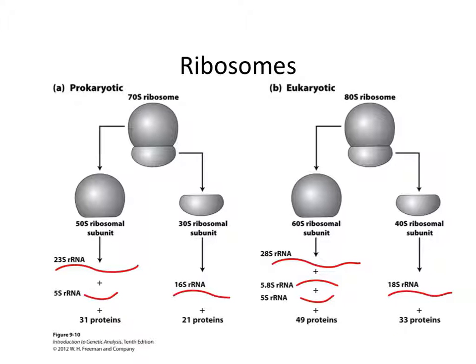There's differences between eukaryotic and prokaryotic ribosomes. The subunits are different sizes physically, so we call them different numbers, but it's basically the same thing.